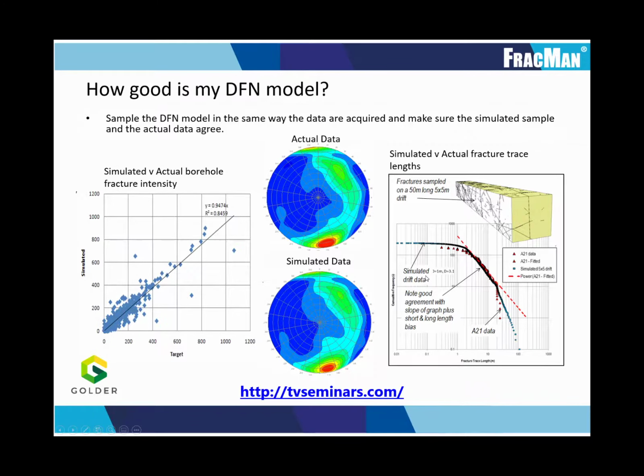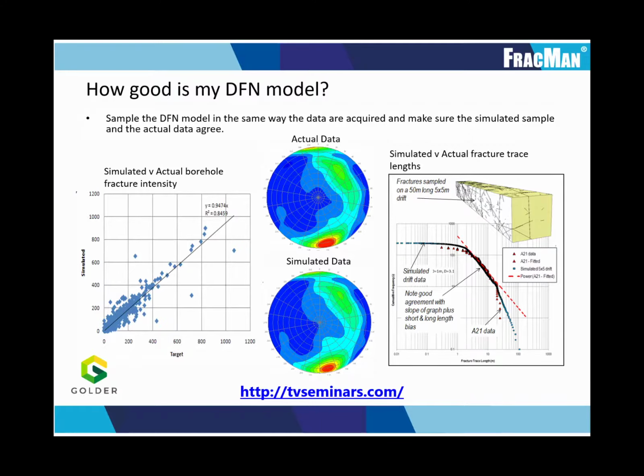Of course, when we build a DFN model, it's really important to demonstrate that it's a good model, and we do this through the process of simulated sampling. This involves sampling our model with boreholes and mapping in the same way the actual field data was collected.